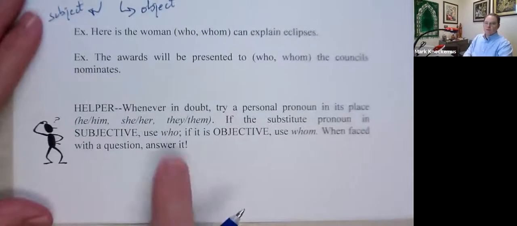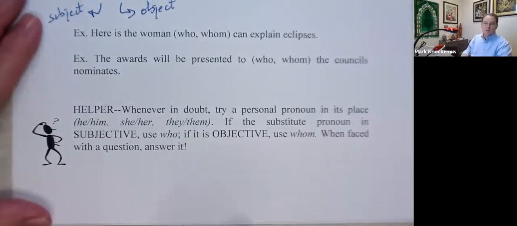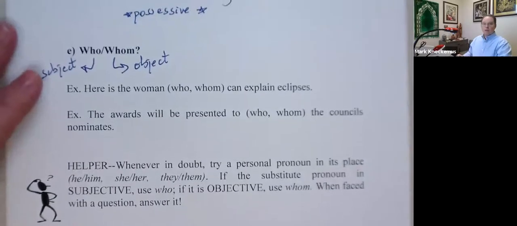Now, this is the all-time classic helper. Anytime you're puzzled like this, substitute a personal pronoun in the place, and the case of the substitute pronoun determines whether it's who or whom. And it's faced with the question, you want to answer it. So here's what we're going to do. Here is the woman, blank can explain eclipses.